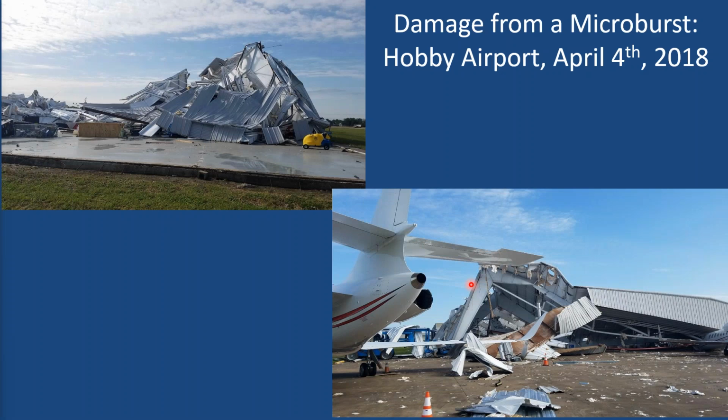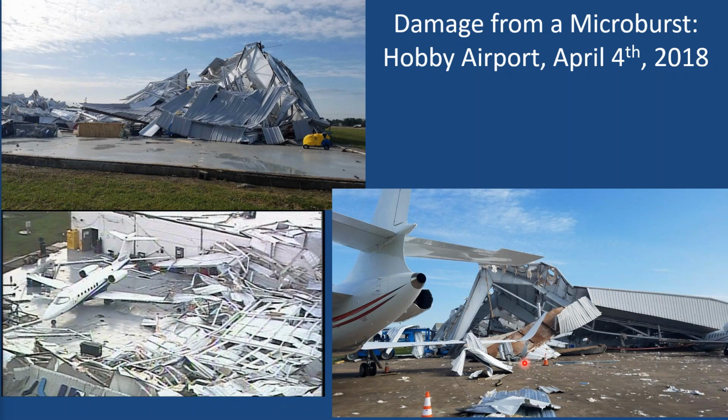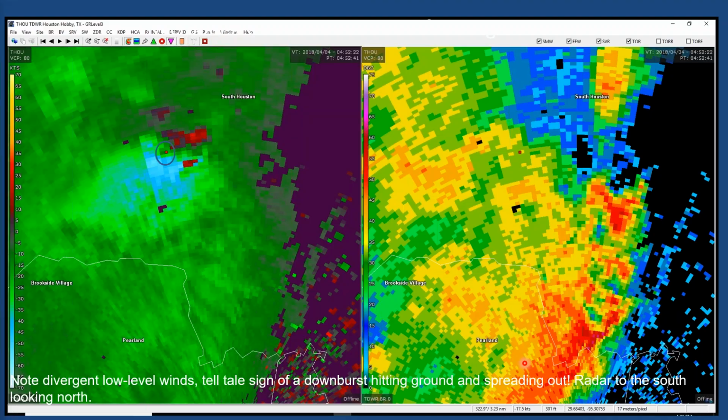This happens to be damage from April 2018 out at Hobby Airport. There was a hangar that was destroyed by these downburst winds. Here's more of an aerial view. And this is quite interesting. This is from the Hobby Terminal Doppler radar. The wind damage is at the red dot here. You can see the reflectivity not really showing anything in this case.